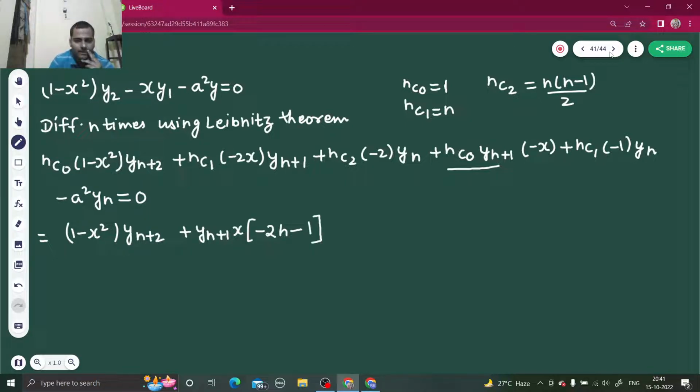Okay, now terms with yn, so this is n(n-1)/2, this will get cancelled, so you are left with n(n-1), that is n² minus n with a negative sign. Any other terms of yn, this is yn term, and it is nc1 which is n with a negative sign.